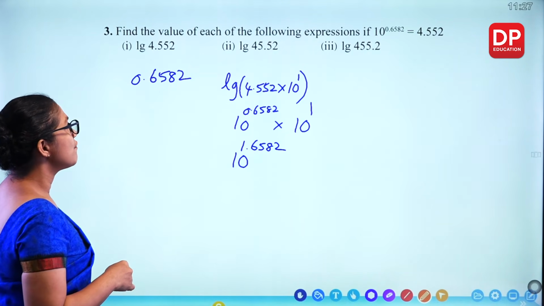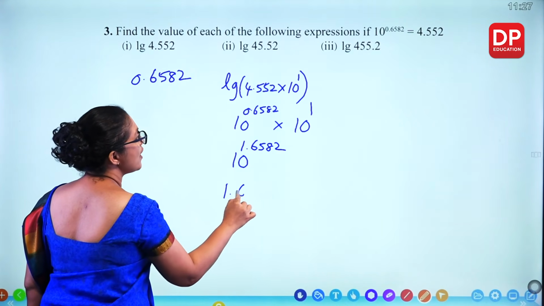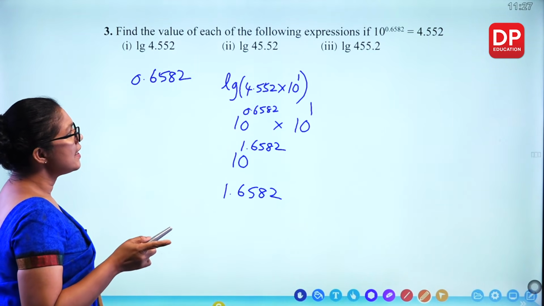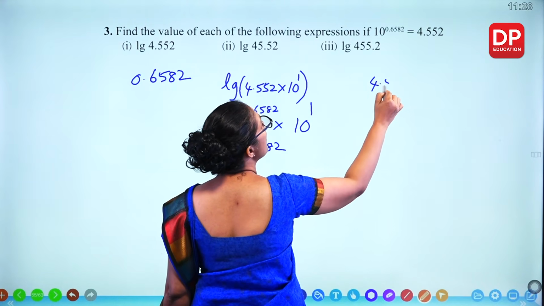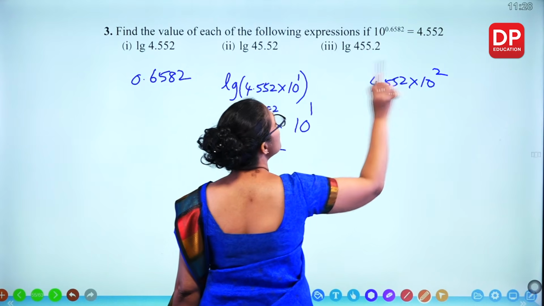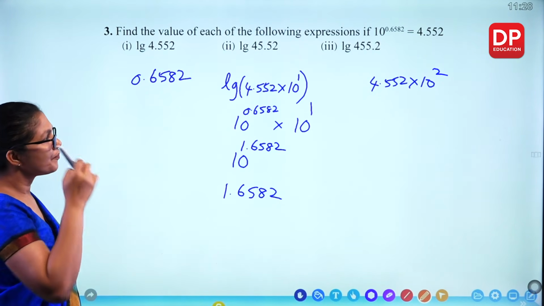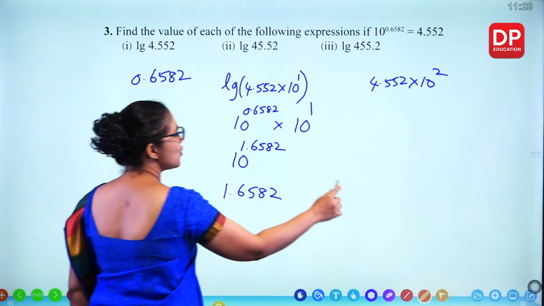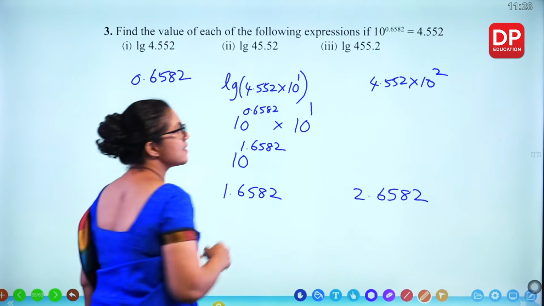What's the log of 45.52? Log of that value is 1.6582. Now same thing. How many places move? Now we can write 4.552 multiplied by 100, 10 to the power 2. That means same mantissa value and you get the characteristic different. So we get 2.6582 as this value.